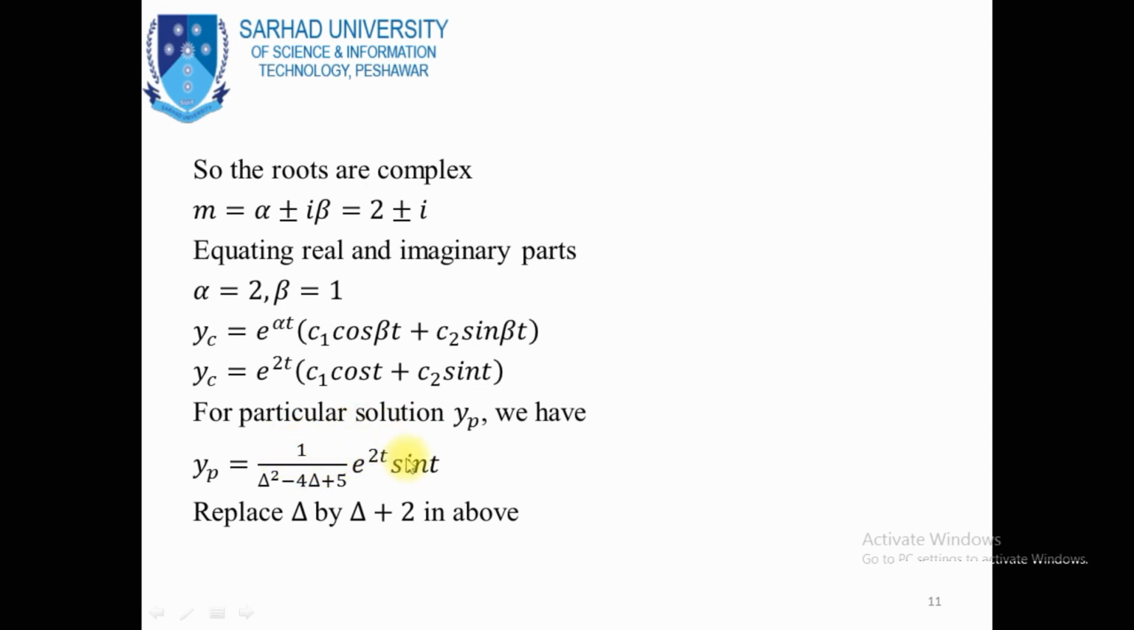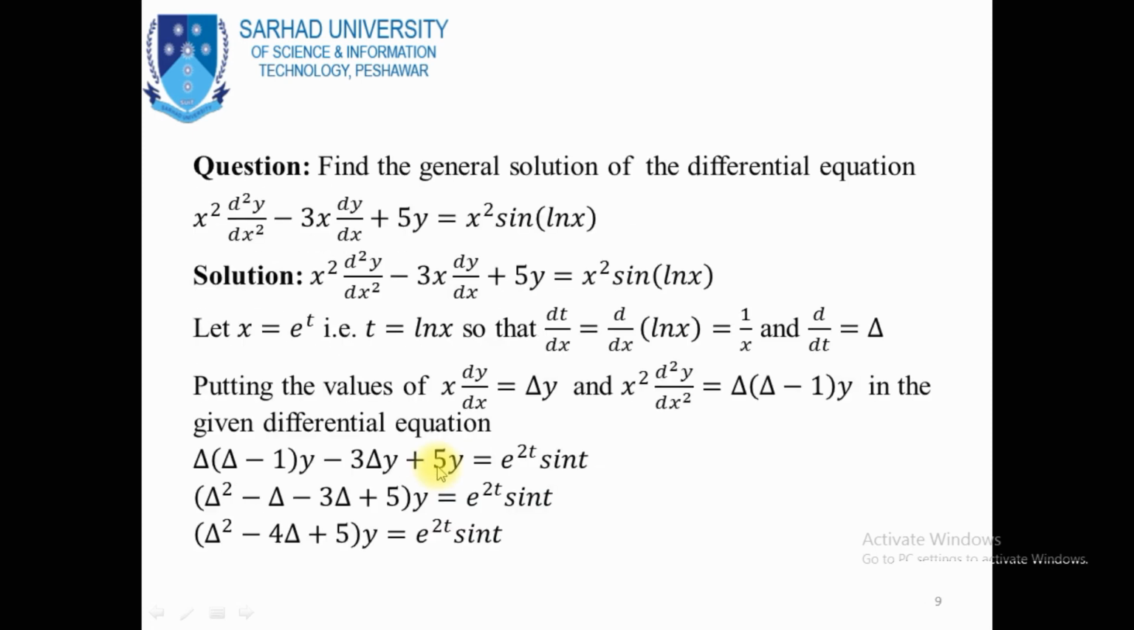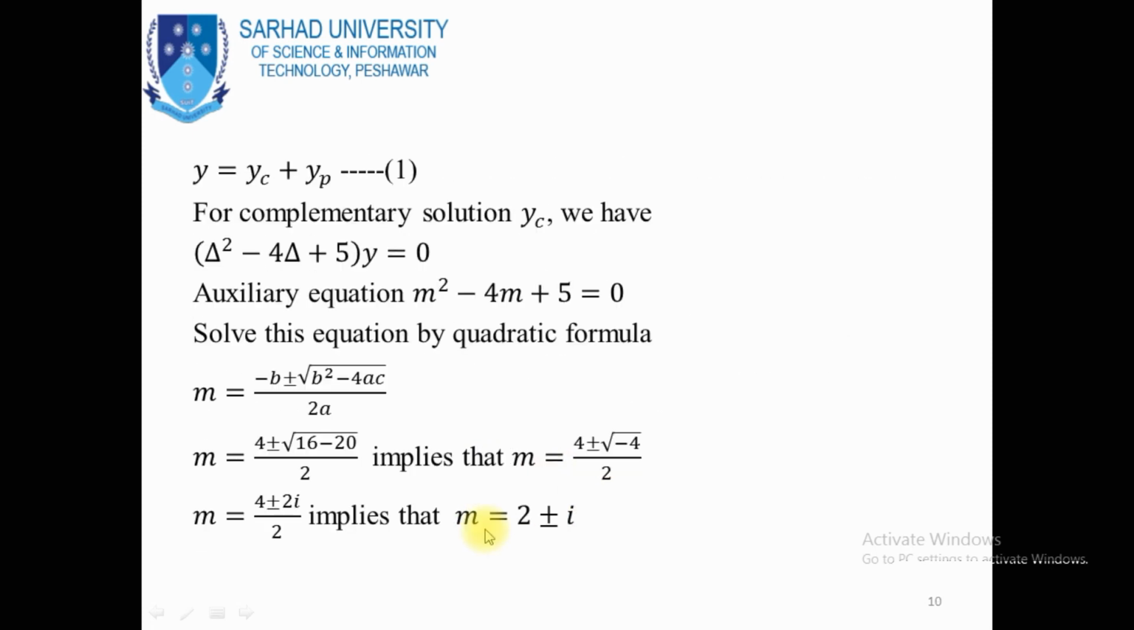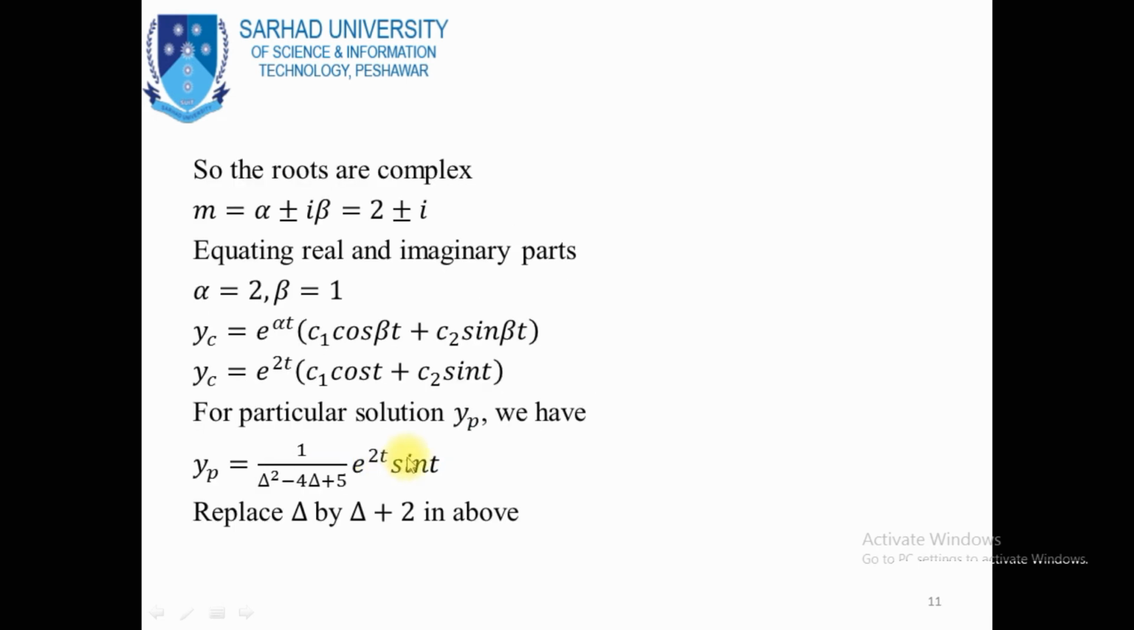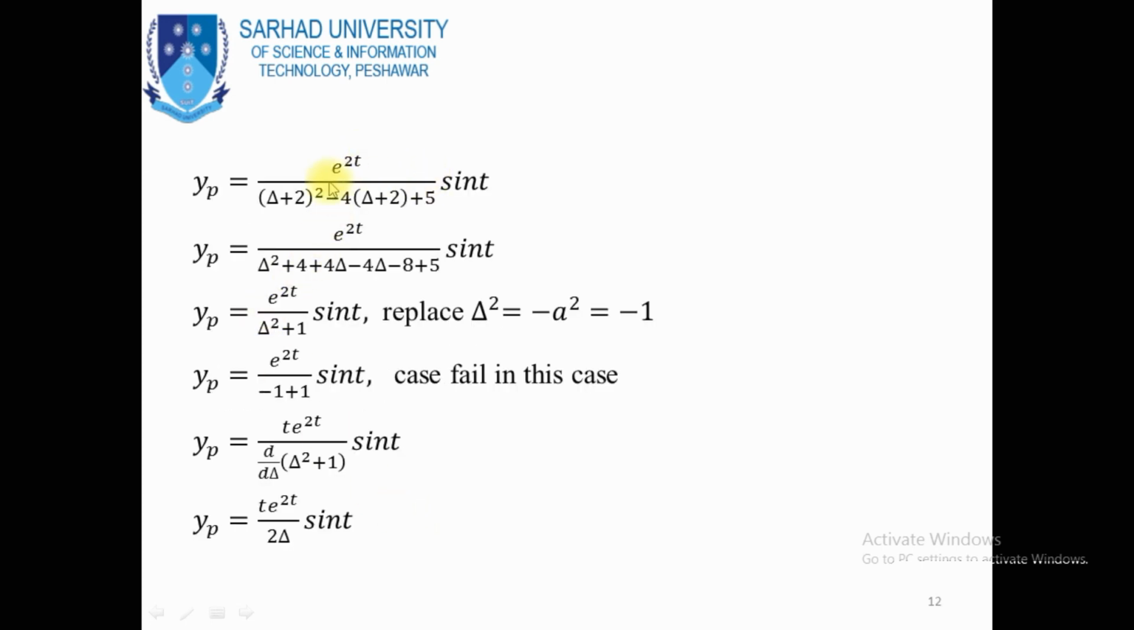Now to find the particular solution, we apply the inverse operator upon e power 2t sin t, which lies at the right hand side of this equation. Now using the shift theorem, we shift e power 2t and replace del by del plus 2. You see over here, e power 2t divided by del plus 2 whole square minus 4 into del plus 2 plus 5 into sin t. Now using the a plus b whole square formula, we obtain del square plus 4 del minus 4 del minus 8 plus 5, and after simplification we obtain e power 2t divided by del square plus 1 into sin t.